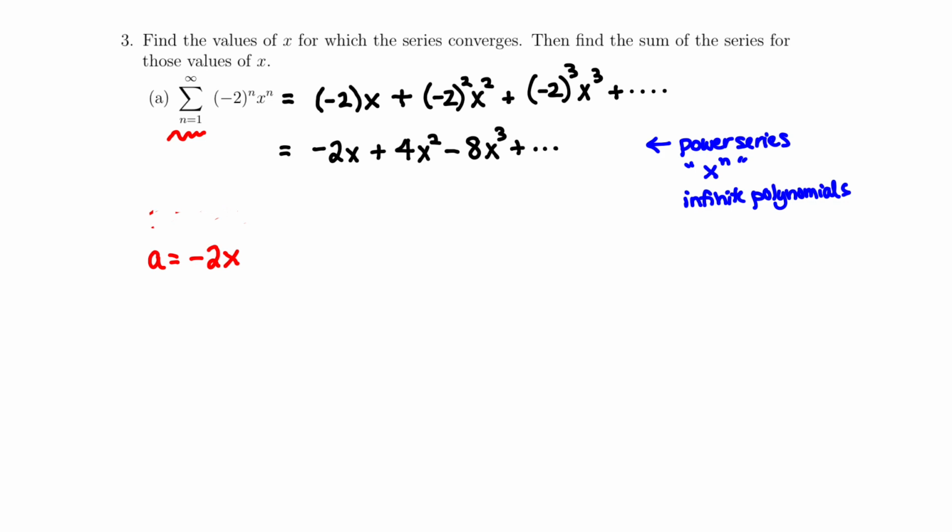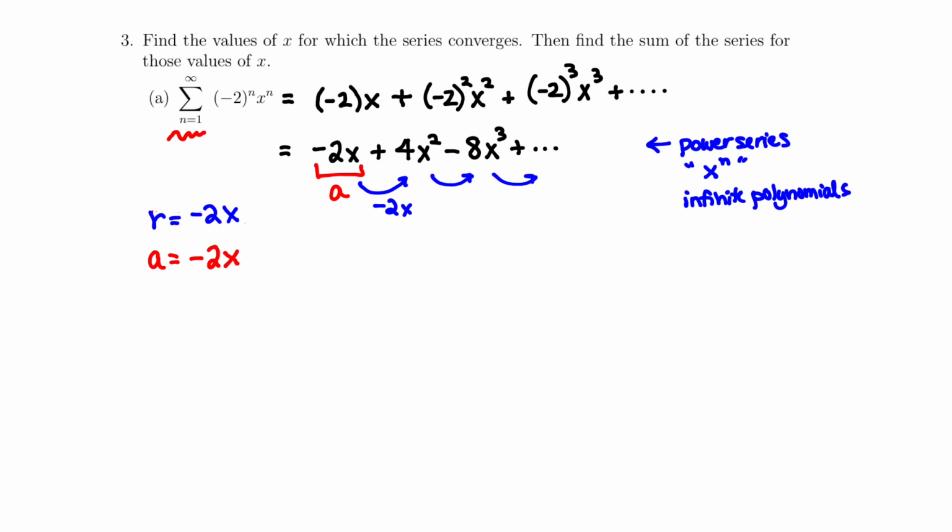So my r value is what I multiply by each time. My a value is my first term. My r value is what I multiply by each time to get the next one. And Max, you told me that is also negative 2x. So this particular power series is funky. My a and my r both have x, which makes sense because x is changing.